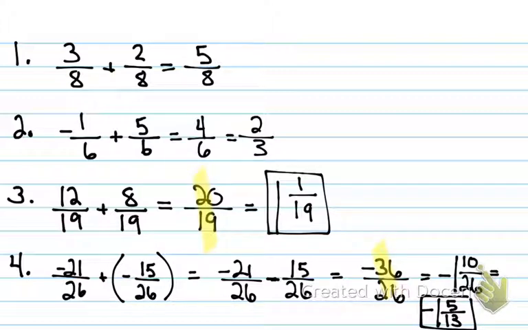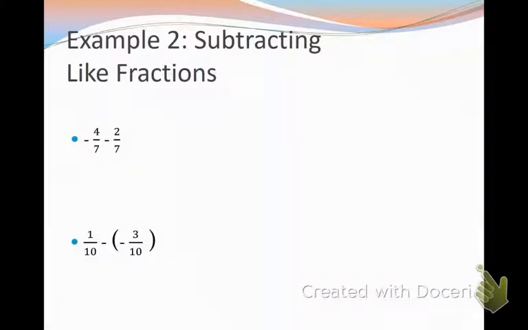All right, now in example 2, it's subtracting fractions, subtracting like fractions. So the good news is this is really the same rules. It doesn't matter if I'm adding or subtracting, it still goes by same sign, add and keep, different sign, subtract and take. And then I use my rules for double signs. So on the first one, negative 4 over 7 minus 2 over 7. Well, what's negative 4 minus 2? Negative 6 over 7.